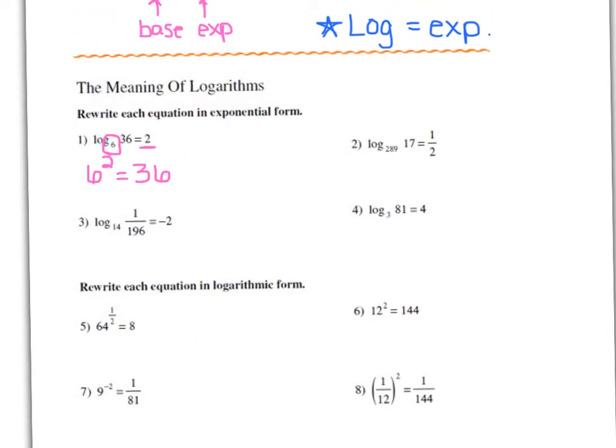Let's do number 3 also, just because I know you're going to be scared of it. Same process as before, even with the fractions and the negatives. I know it's scary, but here's our base. So we're going to go 14 to the power of negative 2 is equal to 1 over 196. And think about what you know about negative exponents. Those exponents are the ones that make things turn into fractions, so that's why that looks like that. Okay, we're saying 14 to the power of negative 2 would be 1 over 196.